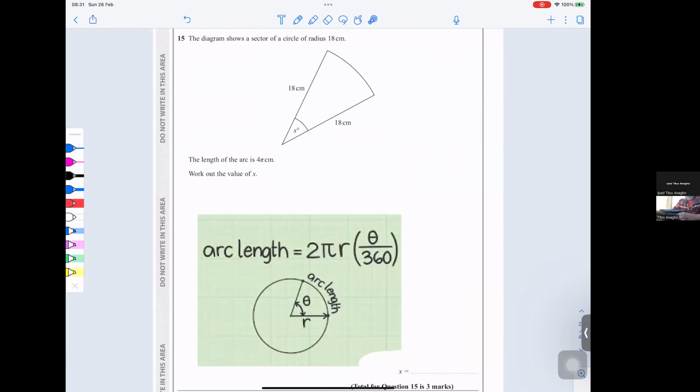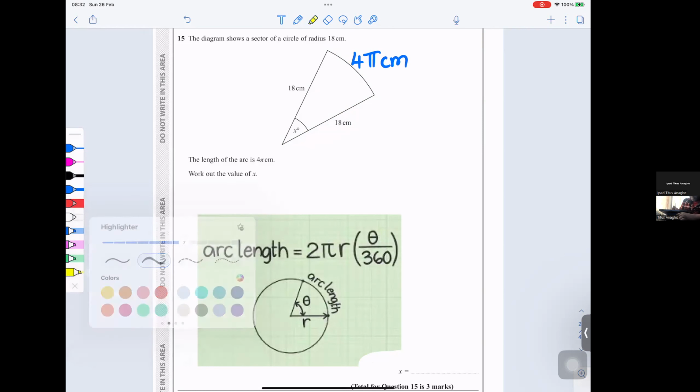Question number 15. The diagram shows a sector of a circle of radius 18 centimeters. That's the sector there. Radius is 18 centimeters. That's the radius there. The length of the arc is 4 pi. That's the arc there. It's 4 pi centimeters. Work out the value of x. What they want us to find is the angle. They want us to find the angle there, x.